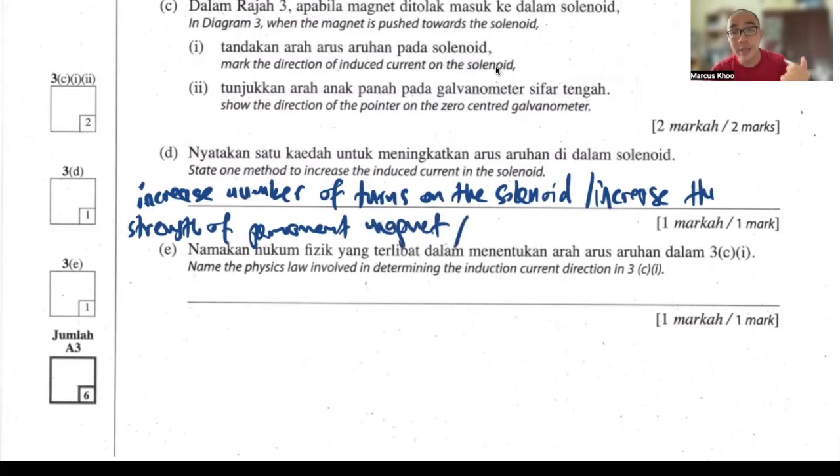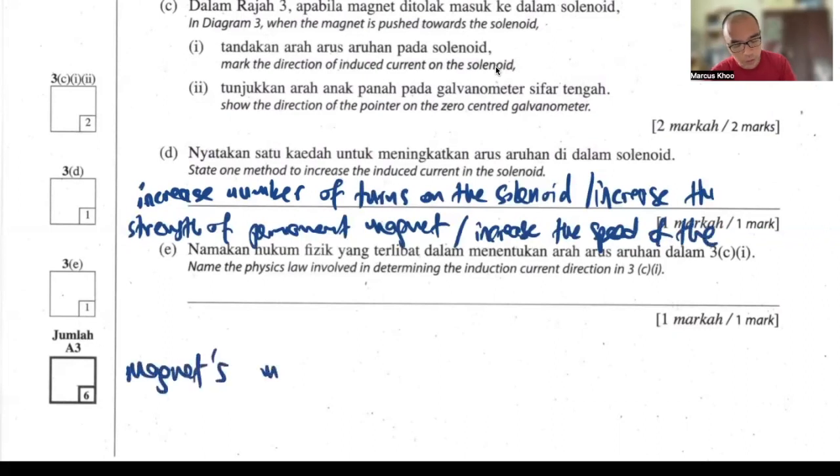Or finally, which is usually the one, is to increase the speed of the magnet's motion. It means you push in faster, or you pull out faster. Either one. So, name the physics law in determining the induction current direction.